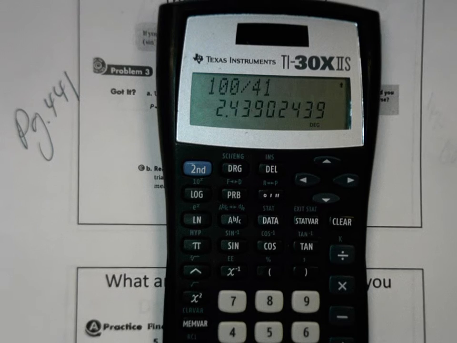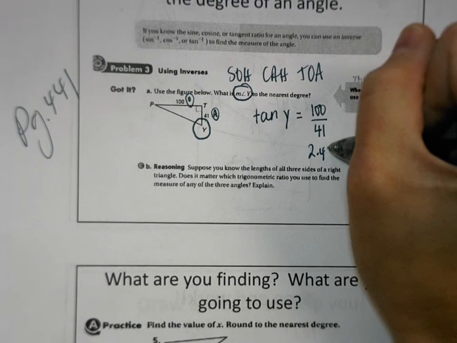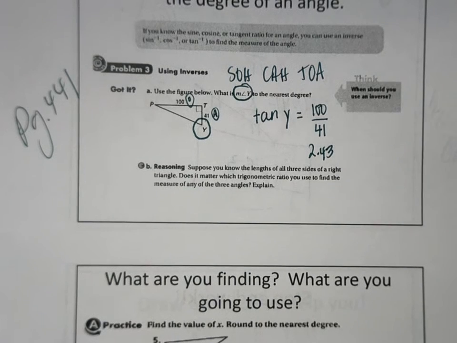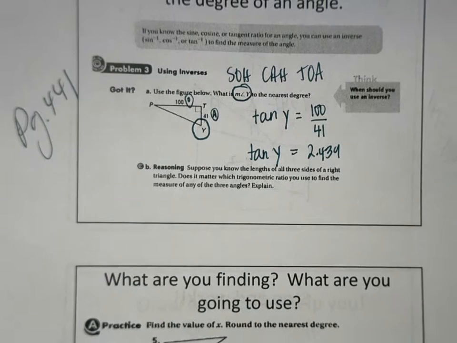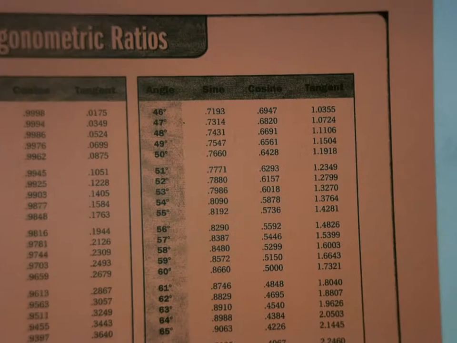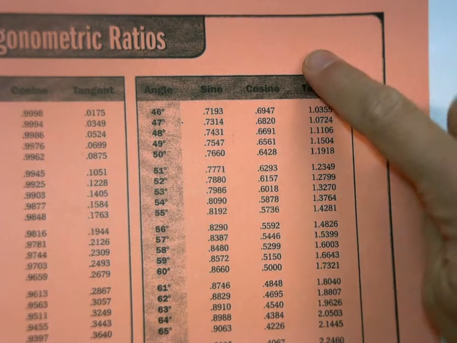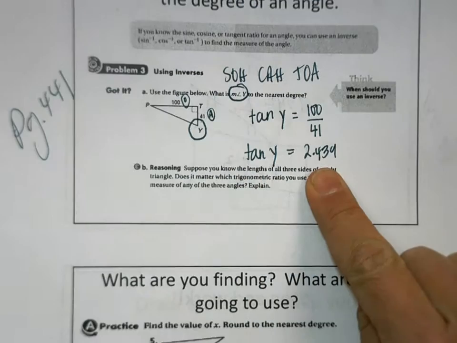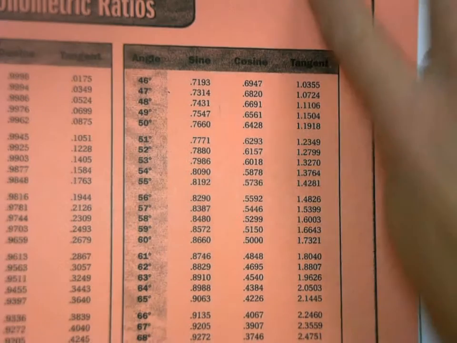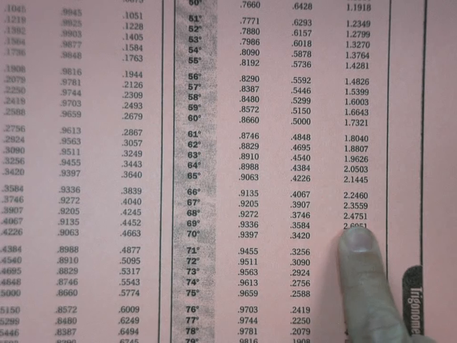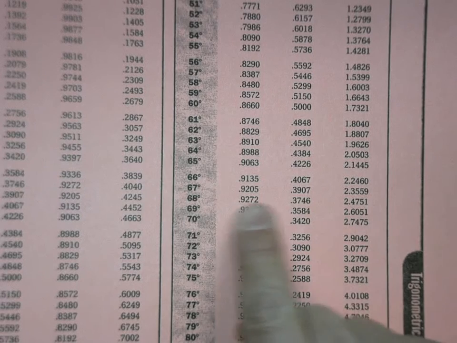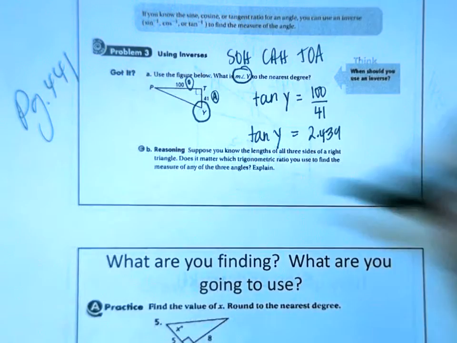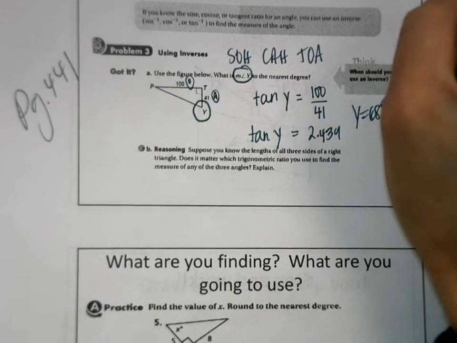And what do you get? Good. 2.439 equals tan Y. Now, no, that is not your answer. So you're going to get out your pink sheets or salmon sheets, whatever you want to call them. We're going to go to tangent. And we're going to look for a number that is closest to 2.439. So on the tangent column, 2.43 looks, the closest to it is about 2.47. Do you guys agree? And so if you go over there, what degree is that? 68. So that means that Y equals 68 degrees.